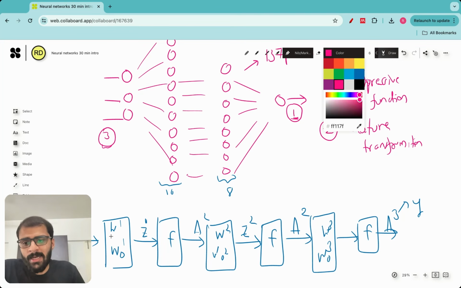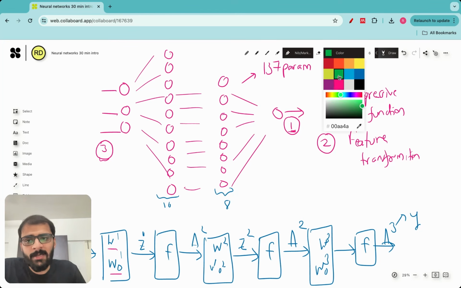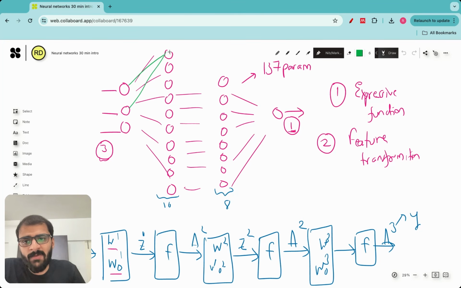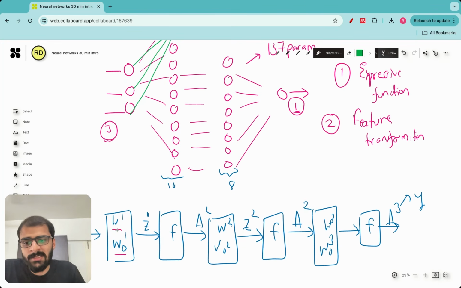So if you look at w1 and w01, these are the weight matrices associated with these neurons. So if you see, this neuron will have, let me draw it here, three weights associated with it. This neuron will have three weights associated with it. So if you collect all these weights together, this is the weight matrix for that and the bias matrix.